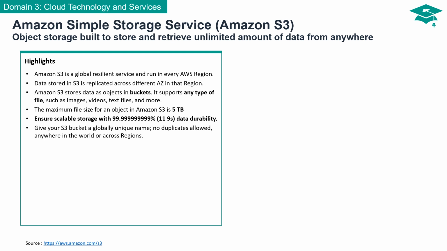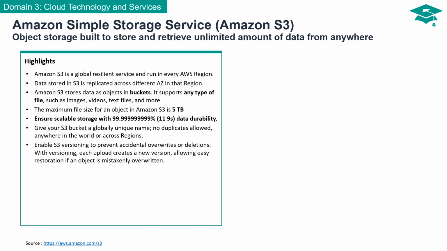When you create an S3 bucket, you must add a globally unique name for that bucket. No one bucket can have the same name as another bucket, no matter which region or where in the world that S3 bucket sits. Enable S3 versioning to prevent accidental overwrites or deletions. Each upload creates a new version, ensuring easy restoration if something goes awry. Leverage various Amazon S3 storage classes without upfront investment or hardware refresh cycles. It's all about flexibility without breaking the bank.